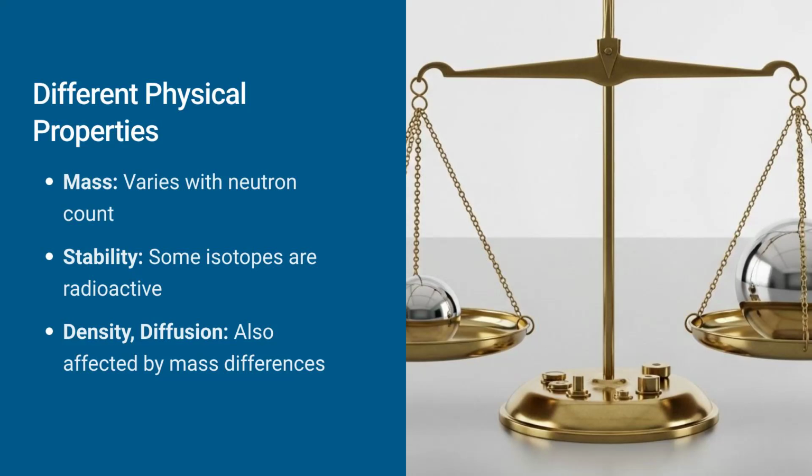However, isotopes do differ in their physical properties. The varying number of neutrons directly affects the atom's mass, leading to differences in density, diffusion rates, and even melting or boiling points. Furthermore, some isotopes, like carbon-14, are unstable and radioactive, meaning they undergo radioactive decay unlike their stable counterparts.